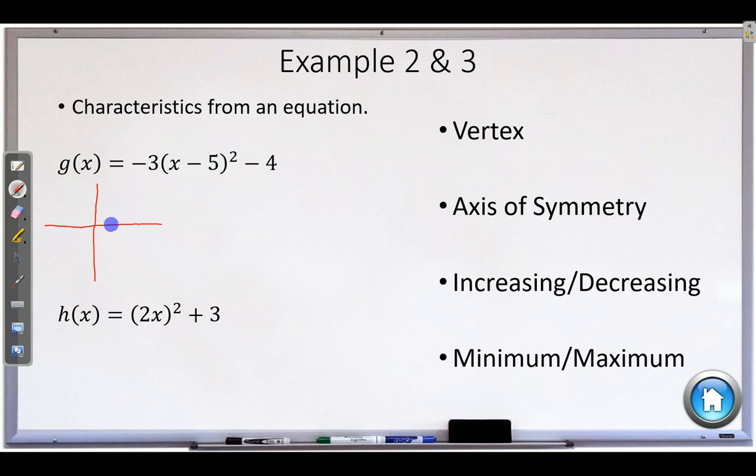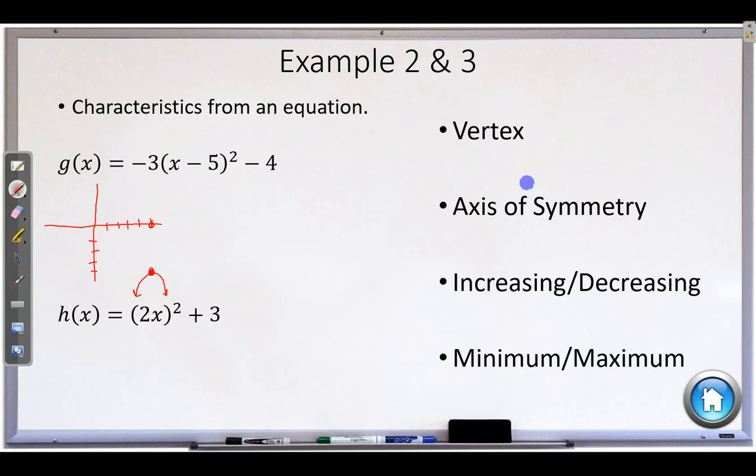So we're going to go to the right 5, 1, 2, 3, 4, 5. Oh, and then down 4, 1, 2, 3, 4. So our parabola starts here. The negative means we are facing down, and the 3 is a vertical stretch, but again, that's hard to draw. That gives us a pretty good visual.